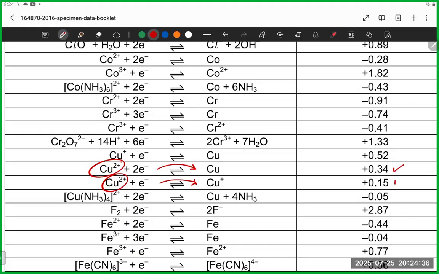So I'm going to look for water. Up here, water. Do you see water anywhere? Water gaining electrons. Yep, it's over here. So I've got water gaining electrons.